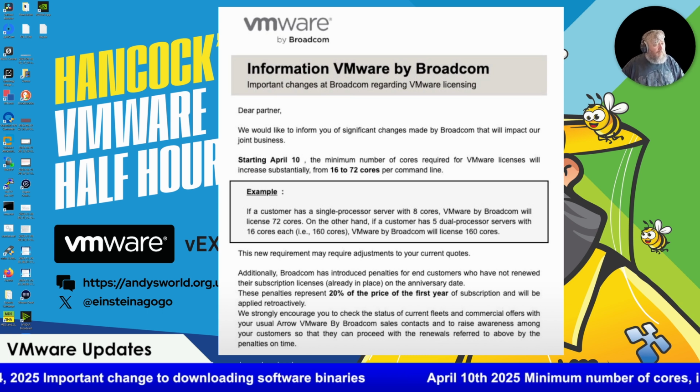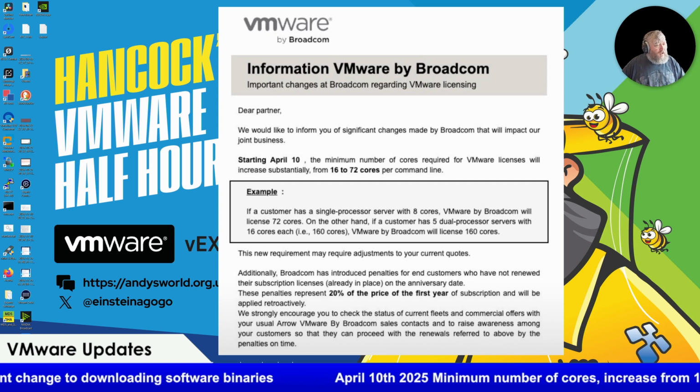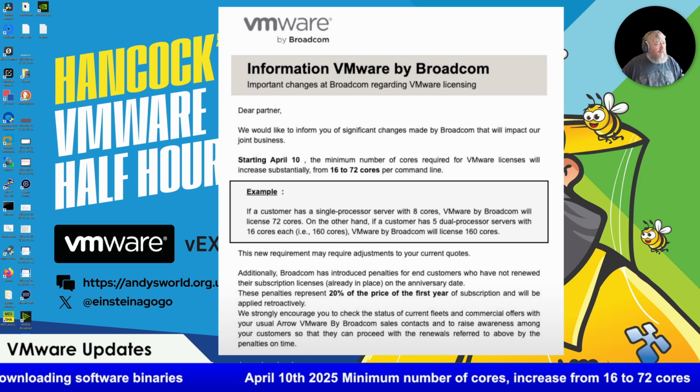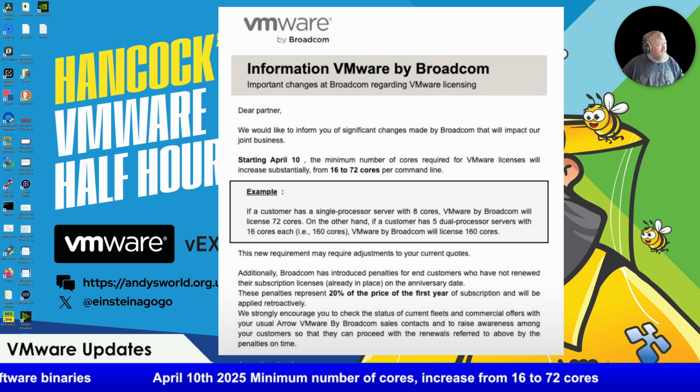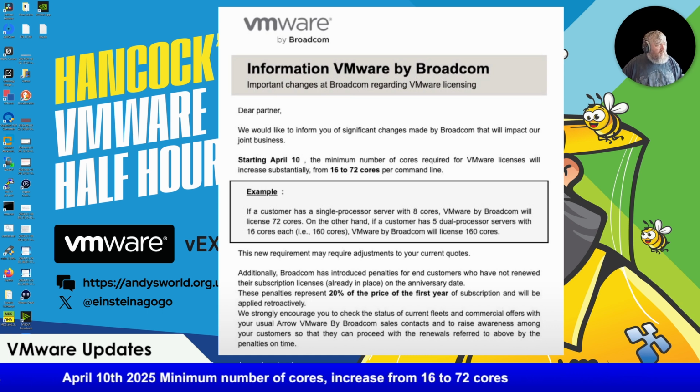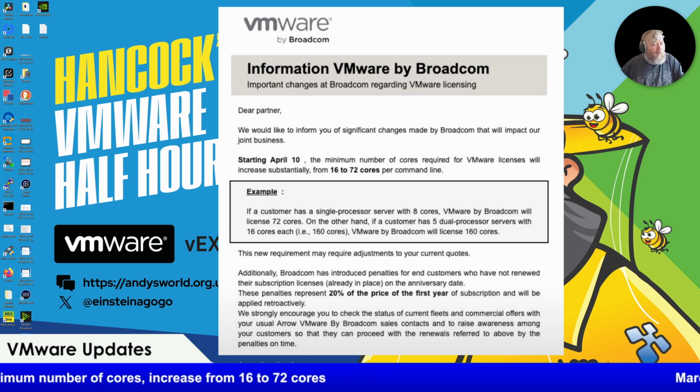So that's it. Again, I think that will obviously speed up the migration of people off VMware vSphere or VMware vSphere Hypervisor 7 or 8. I don't know. Maybe this is what Broadcom wants. This new requirement may require adjustments to your current quotes. Yeah, it certainly will.